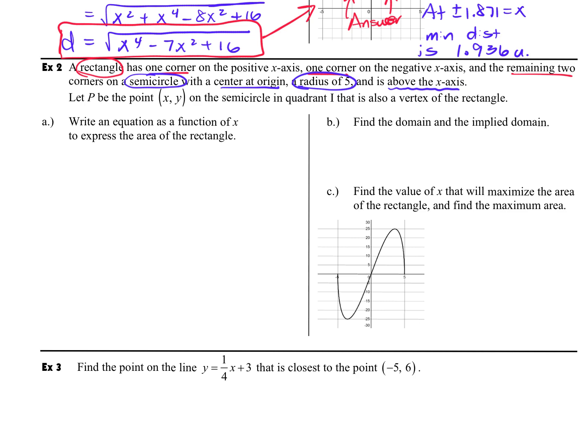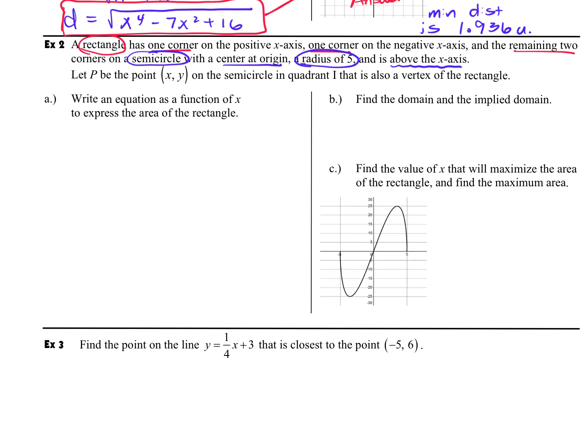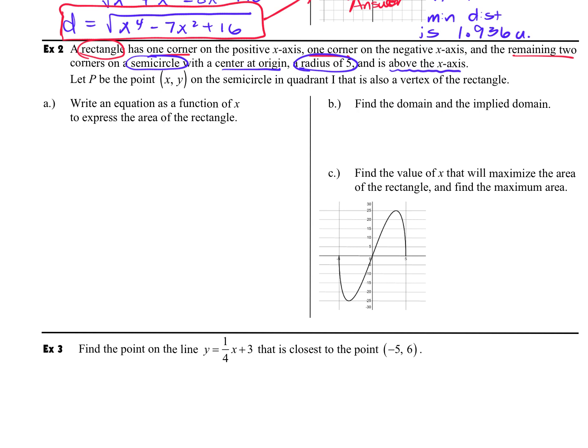So before I even do anything else on this problem, I want to go ahead and get the equation for the semicircle. Remember, we're going to start with the equation for the circle, which is going to be x squared plus y squared equals 25, because I got to square that radius. I'm going to skip some steps because we've done this one so many times. I'm going to do the square root here then of 25 minus x squared, and I automatically know that I'm choosing the positive because it said it was above the x-axis.